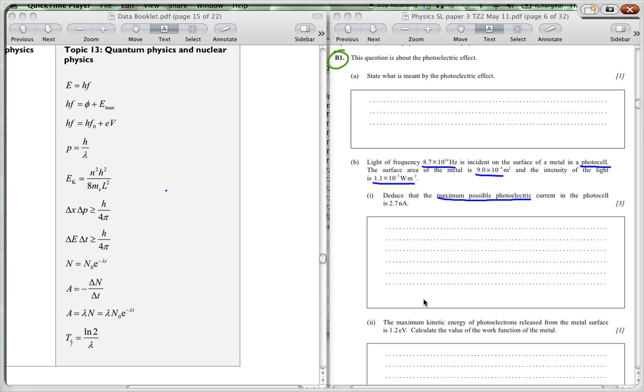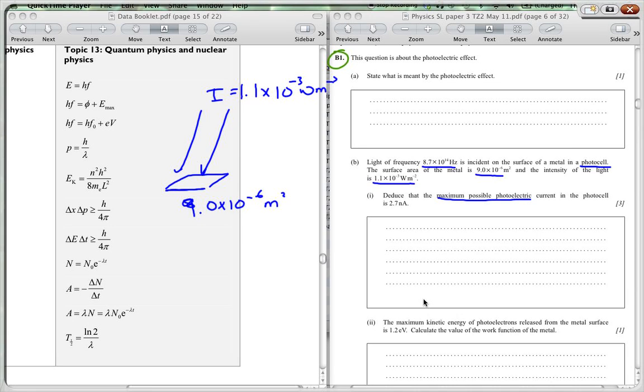So we have the surface here, which has an area of 9.0 times 10 to the negative 6 meters squared, and it has light shining on it with an intensity of 1.1 times 10 to the negative 3 watts per meter squared. And we also have that the light frequency is 8.7 times 10 to the 14 hertz.